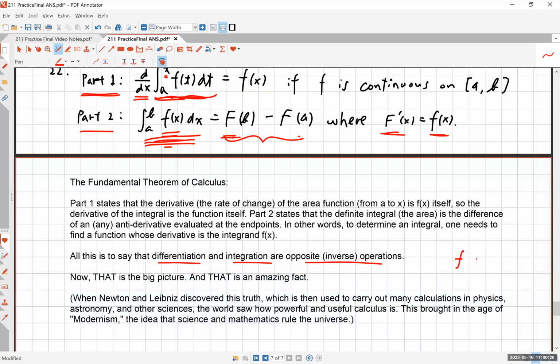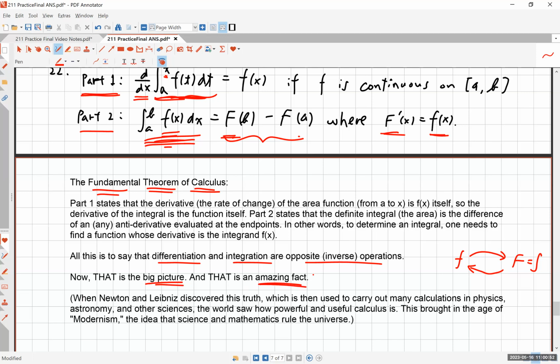You take f, you take the antiderivative, and that becomes capital F. And then if you take the derivative of this capital F, you get the lowercase f. And these are the opposite, and so this is, of course, the integration, right? What does it say? The fundamental theorem of calculus basically says that integration and differentiation are inverse or opposite operations. That is a big deal, okay?